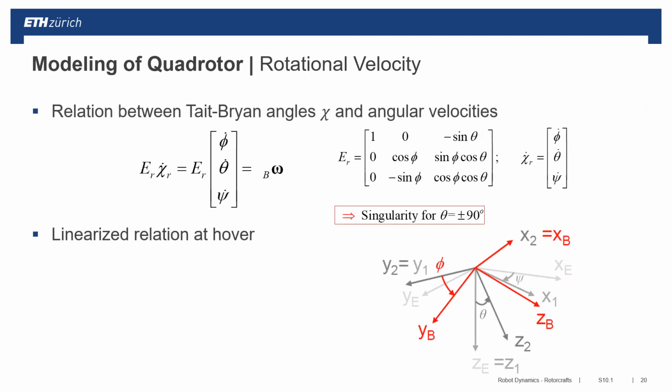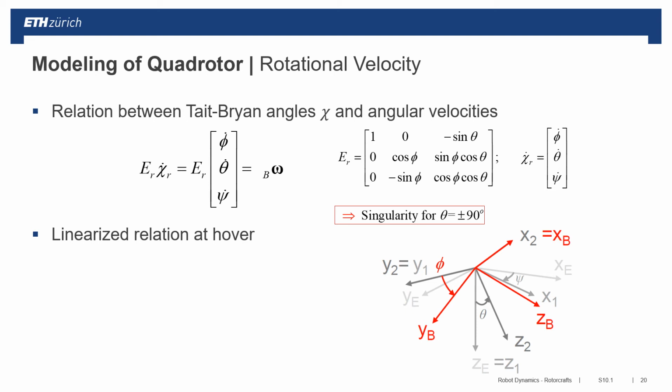Based on the calculations of the previous slides, we have found a relation between the angular velocities in body frame and the Tait-Bryan angles. This is given through this rotational matrix ER. This rotational matrix has a singularity at plus/minus 90 degrees, which has to be considered during the whole modeling.